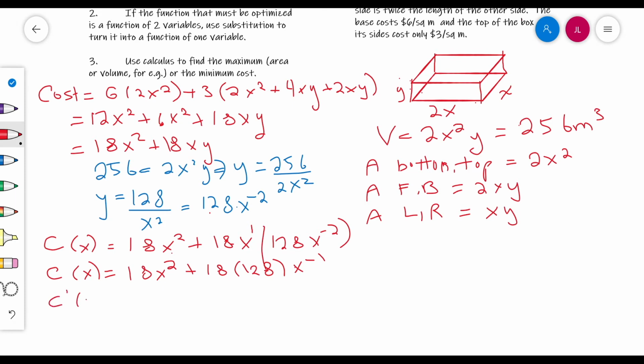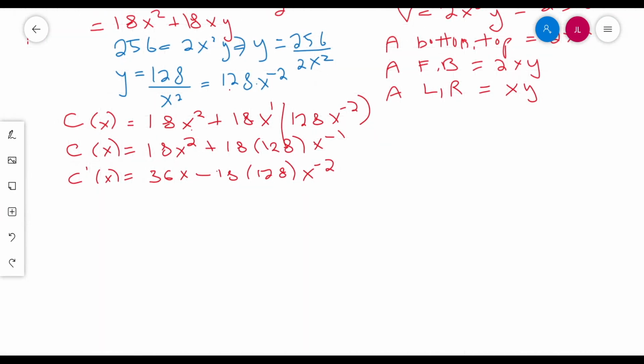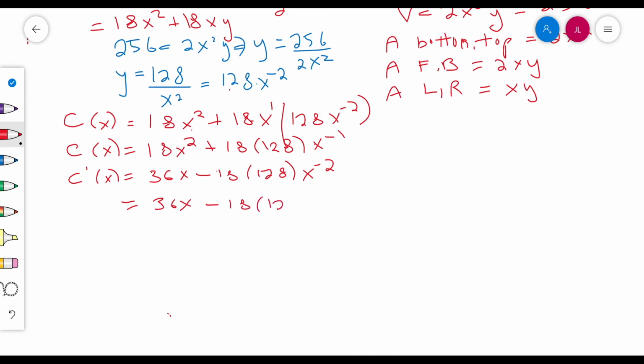So c prime of x equals 2 times 18, 36x, minus, because we're using the negative 1 exponent, minus 18 times 128 x to the negative 2. Now we have to set this equal to 0. And this is where it's going to matter whether or not we express this as an exponent, a negative exponent, or a denominator. And it's going to be much easier to set it equal to 0 if we create a rational expression that has a single numerator and a single denominator.